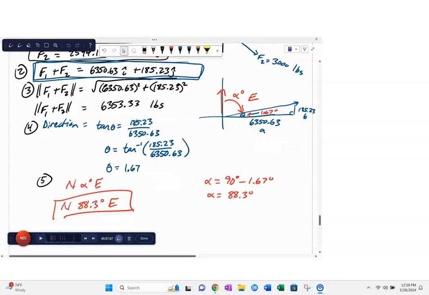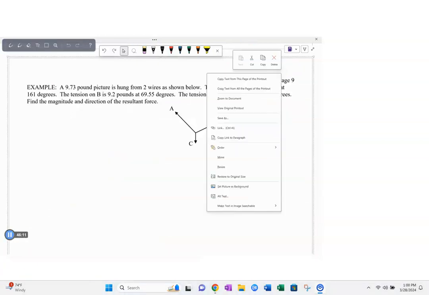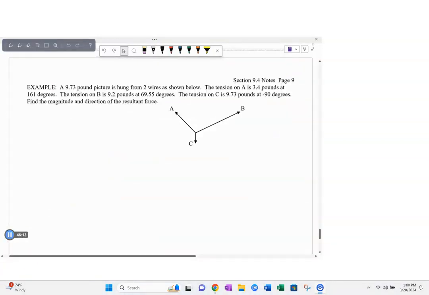Any questions on that one? On here we've got a 3-pound picture hung from a wire, from 2 wires as shown below. The tension on A is 3.4 pounds. That's your magnitude, at 161 degrees. Tension on B is 9.2. That's why it's longer, more pounds, more force on that, at 69.55 degrees. Then the tension on C. So let's go ahead and put it in component form.